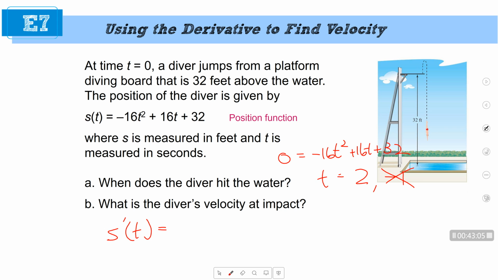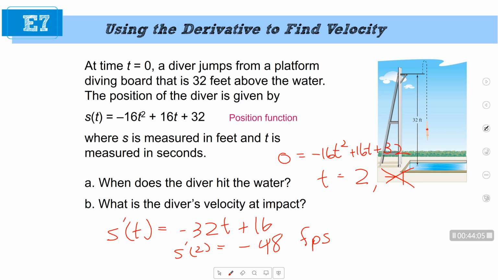S prime of t is equal to negative 32t plus 16. And we want to know S prime of 2. Good. Negative 48 feet per second. Okay, that's moving pretty quick. 32 feet would approximately be a 10-meter platform. If you watch the Olympics, when the 10-meter divers hit the water, they usually interlock their hands so they don't punch themselves in the face. But that's moving pretty fast.